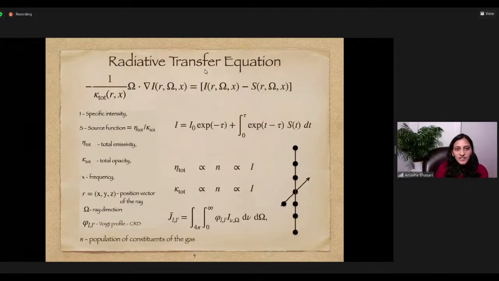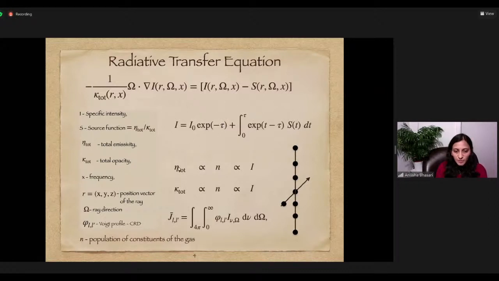Now, I start with the radiative transfer equation. This is a general form of the transfer equation, where I is the specific intensity, S is the source function, which is the ratio of emissivity to absorptivity, and ν is the frequency, r is the position vector, and Ω is the ray direction. Now, this is the formal solution of the radiative transfer equation, which has two parts. This is the directly transmitted part and this is the local part.